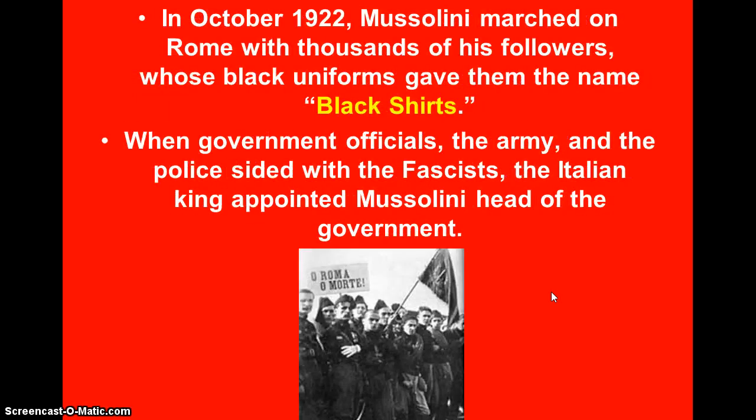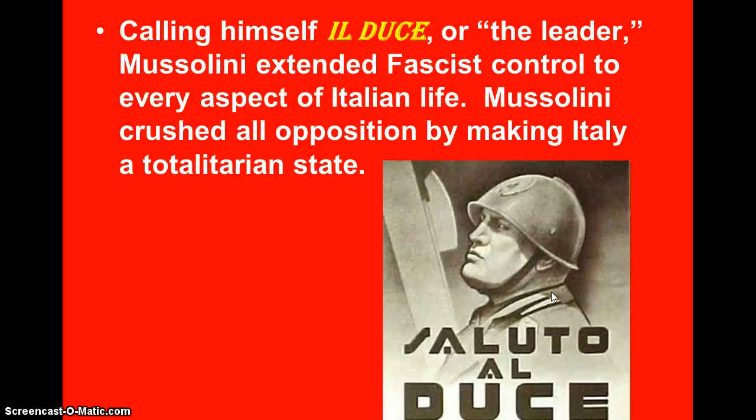In October 1922, Mussolini marched on Rome with thousands of his followers, whose black uniforms gave them the name Black Shirts. When government officials, the army, and the police sided with the fascists, the Italian king had no choice but to appoint Mussolini as the head of state. And by the way, this was a sly move by the king to ease people's stress.